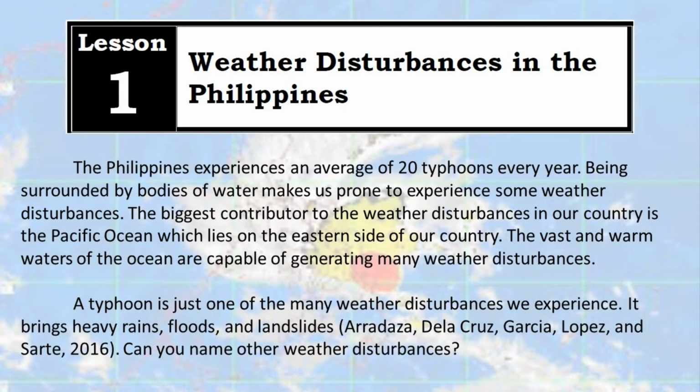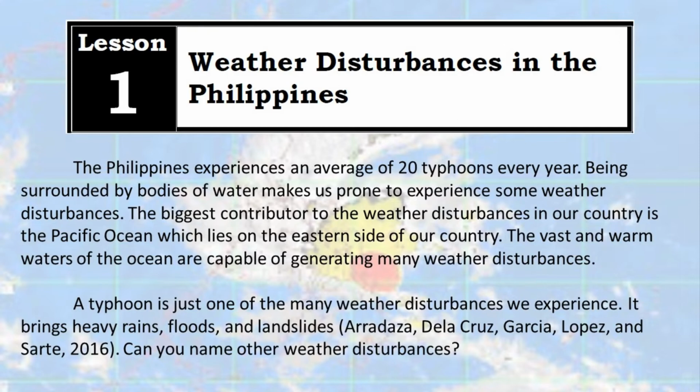Lesson 1. Weather disturbances in the Philippines. The Philippines experiences an average of 20 typhoons every year. Being surrounded by bodies of water makes us prone to experience some weather disturbances. The biggest contributor to the weather disturbances in our country is the Pacific Ocean, which lies on the eastern side of our country. The vast and warm waters of the ocean are capable of generating many weather disturbances.